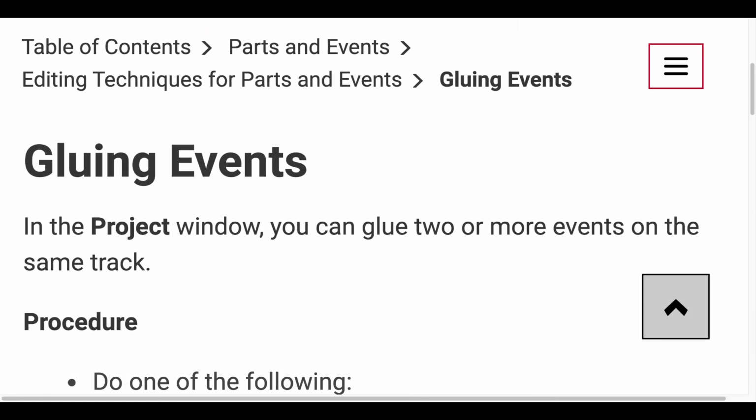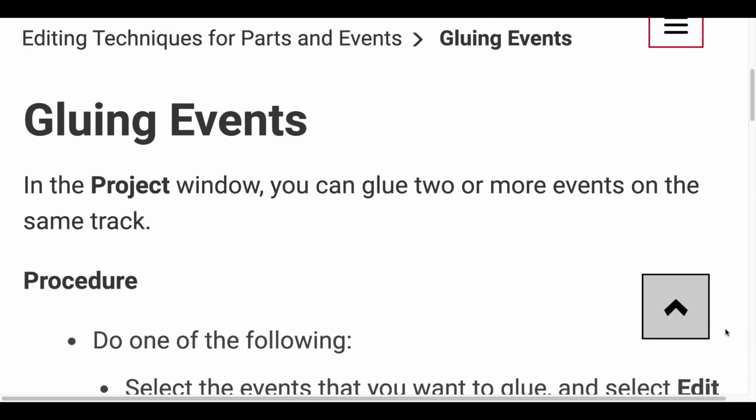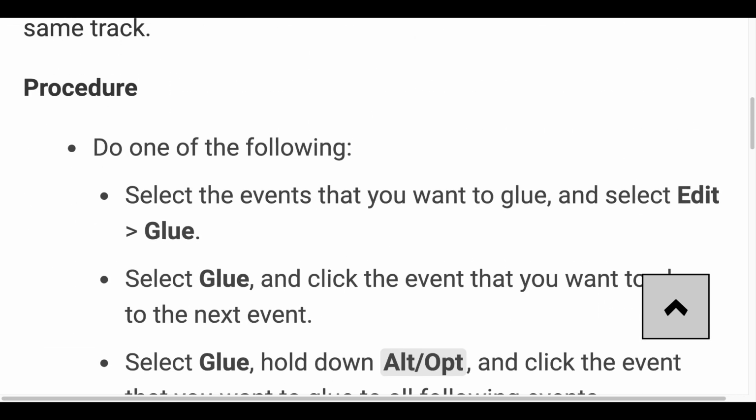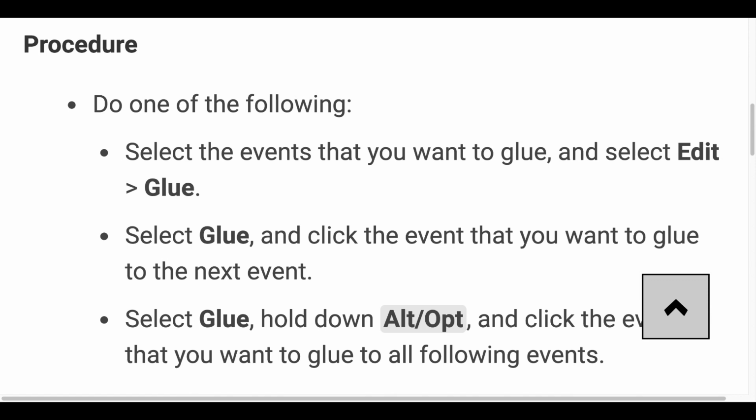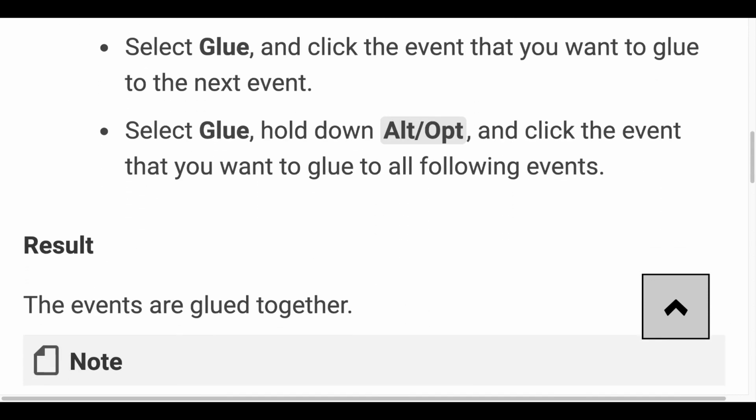Splitting events repeatedly. Gluing events. In the project window, you can glue 2 or more events on the same track. Procedure. Do one of the following. Select the events that you want to glue and select edit glue. Select glue and click the event that you want to glue to the next event.